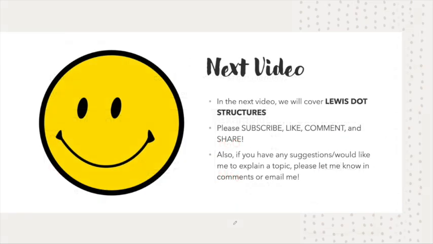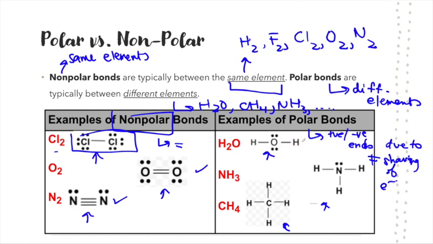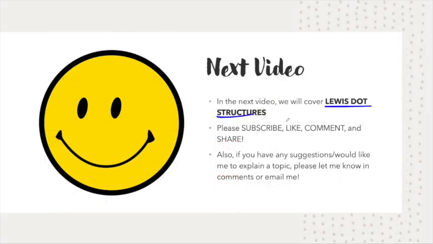Okay, so that's it for today's video. That was just a quick refresher and introduction to polar covalent bonds. In the next video, we'll be covering Lewis dot structures, which are the ones I showed you in the previous slide. These are how they look. But that's the next video.